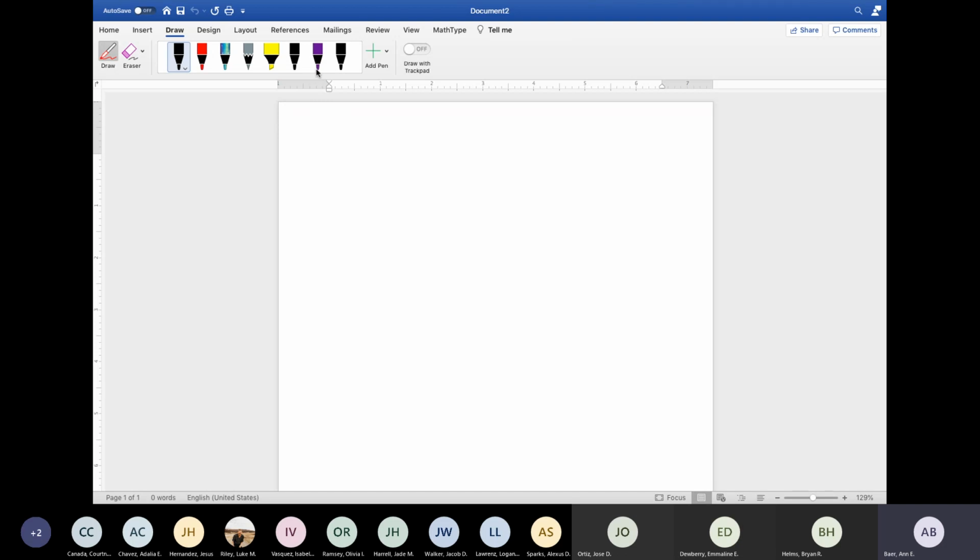So let's go down and work on this t-table. So what we have here, I'm going to make this t-table here. This is our X column. This is our H of X column.